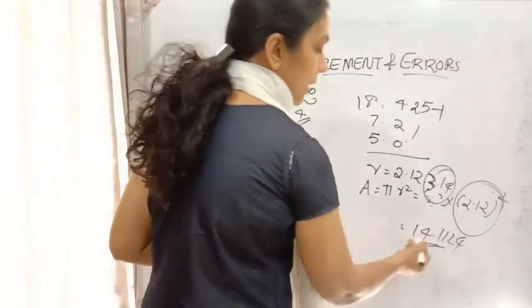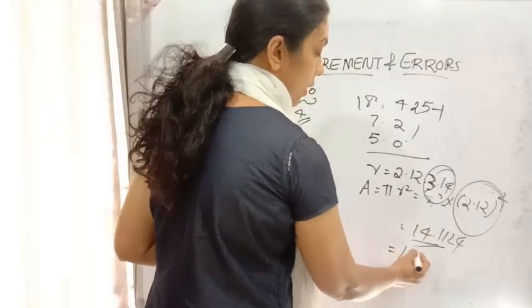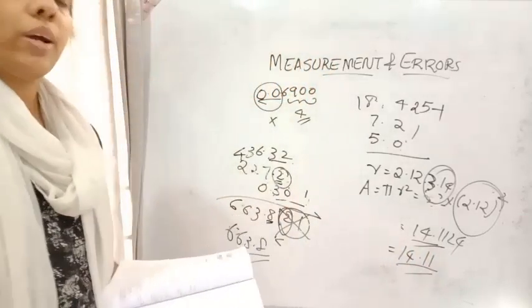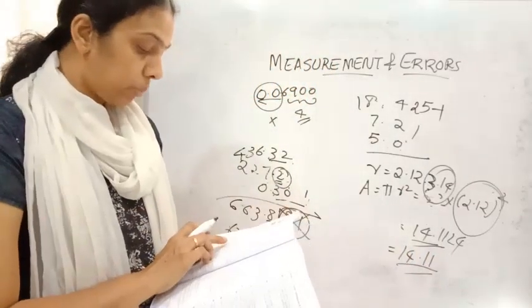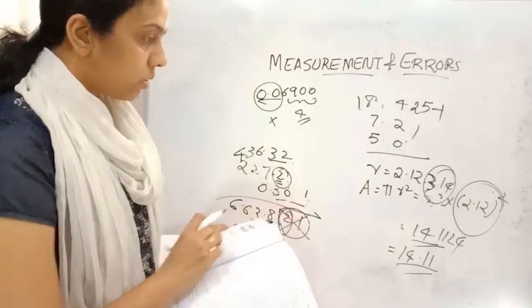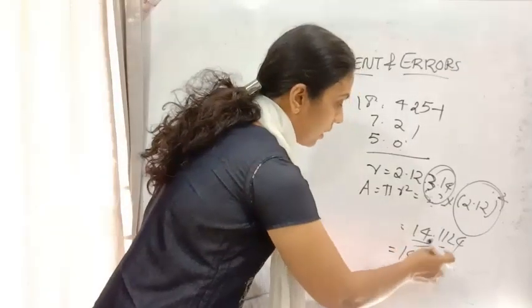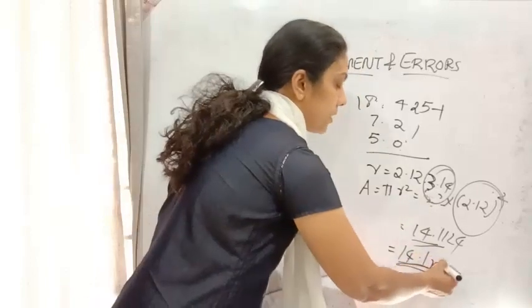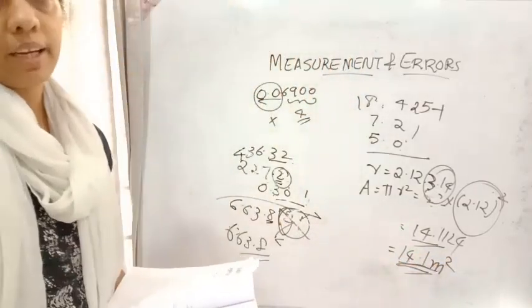So whether we can write down the whole thing? No, it's not required. So 14.11 meter square will be maintained. It has three significant figures, four significant figures, it will be now 14.1 meter square. This will be the final answer.